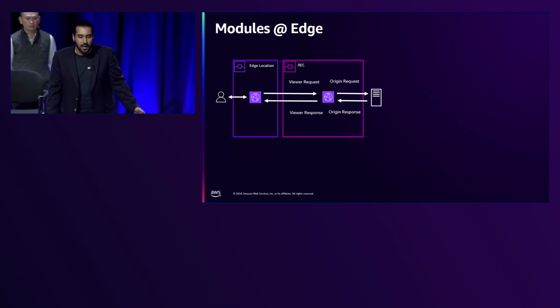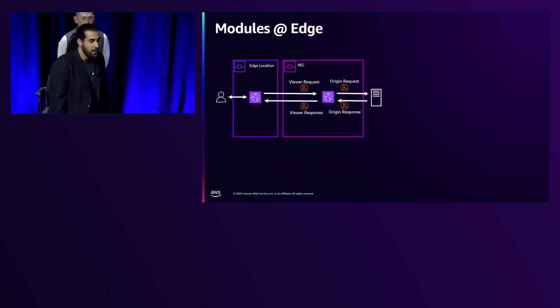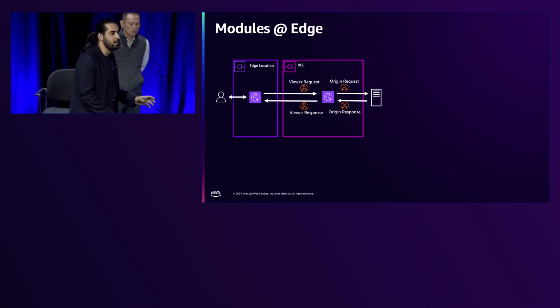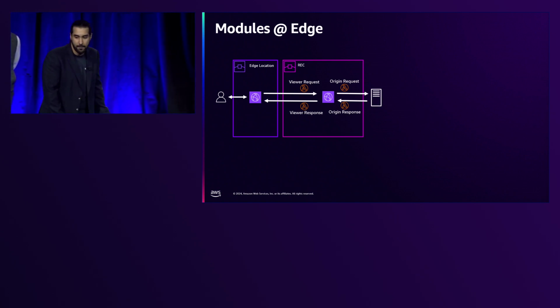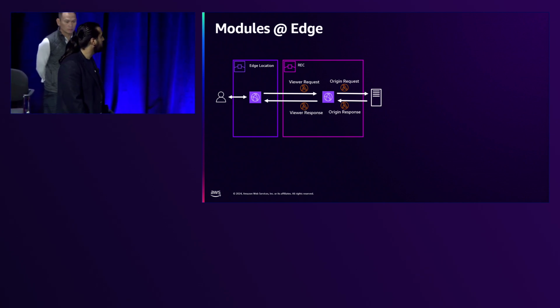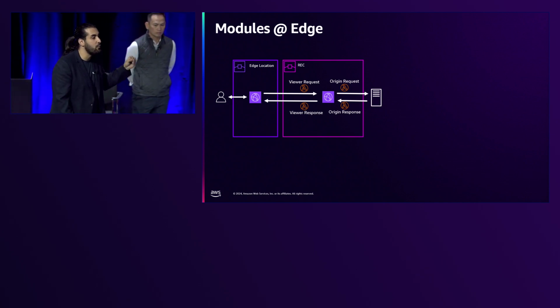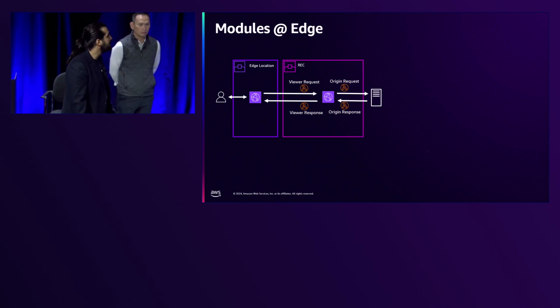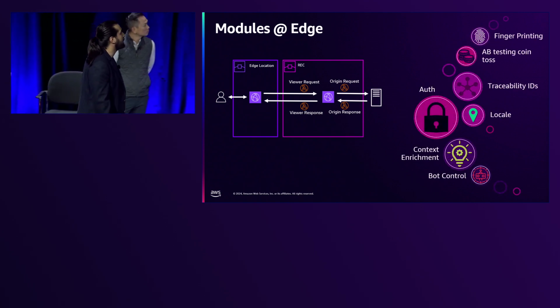Lambda on the edge allows you to be executed at each one of those 4 locations. But in reality, the viewer request and the viewer response were quite limited in terms of how much code you can put there and how much compute you can get executed there. So they were not the best location for us. And the origin response was already too late. We're trying to enrich the context before it reaches our origin. So that means there is only one Lambda for us, which is only the origin request.